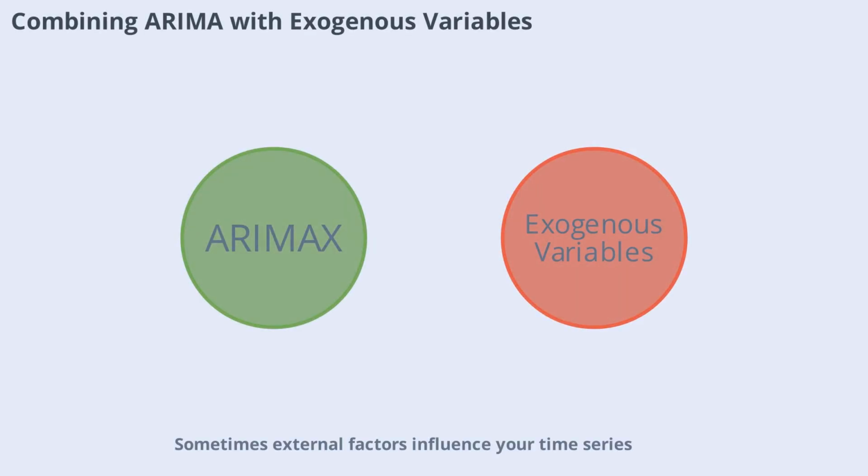Sometimes, external factors influence your time series. ARIMA can be extended to include exogenous variables, creating an ARIMAX model. For example, sales might depend on advertising spend or economic indicators. Including these variables can improve forecast accuracy and provide deeper insights into what drives your data.